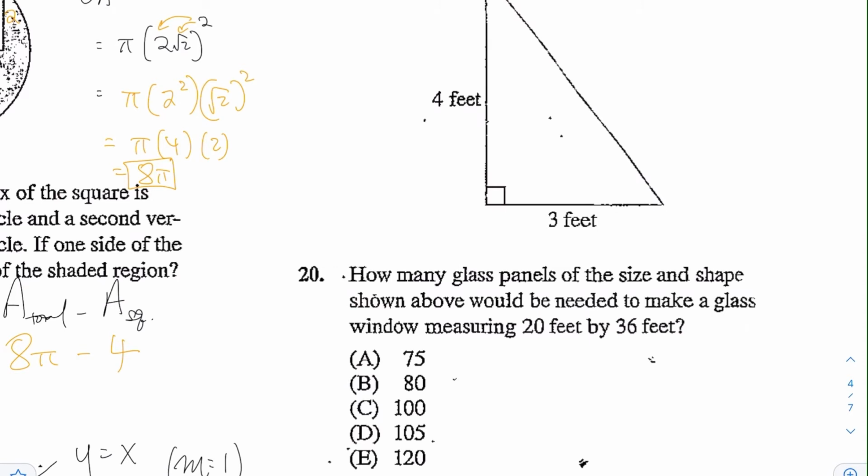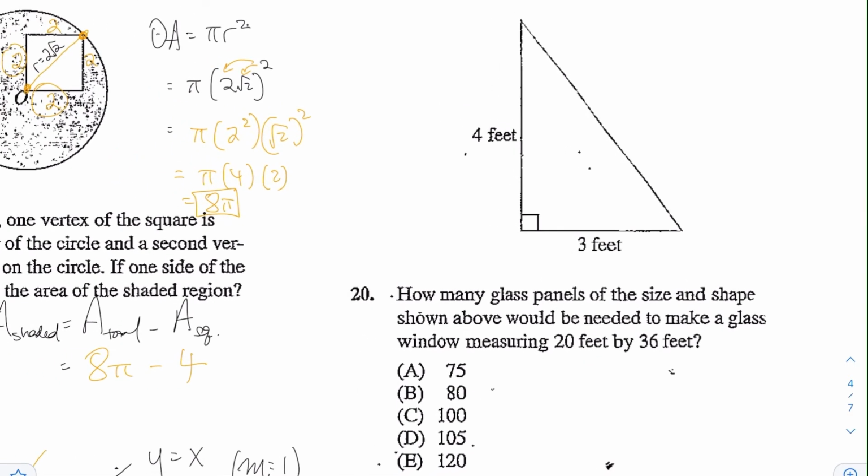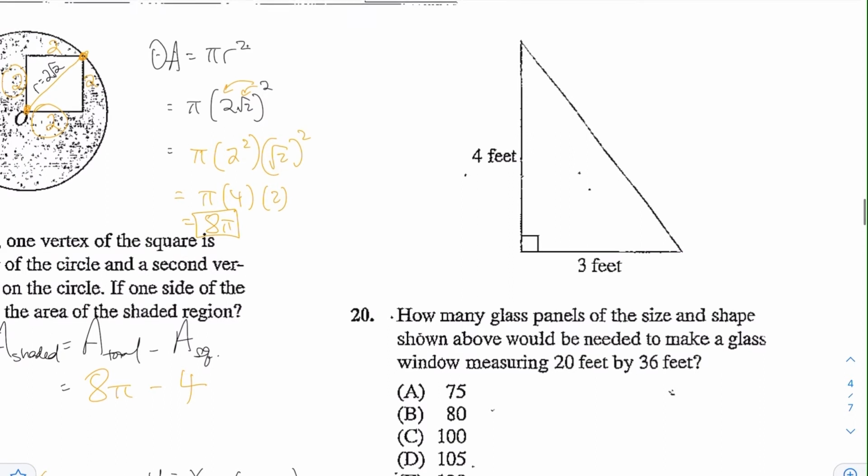All right, next for number 20, how many glass panels of the size and shape shown above would be needed to make a glass window measuring 20 feet by 36 feet? All right, so here we have these triangles, which are just 3 by 4. And you want to know how many of these would fit if you have a really large glass panel that's 36 by 20.